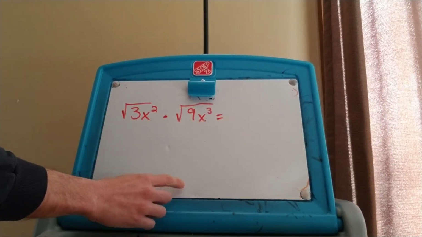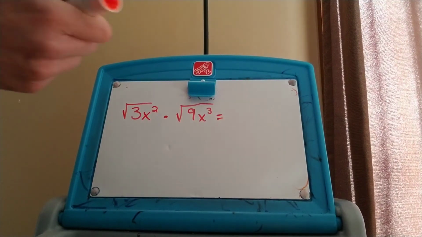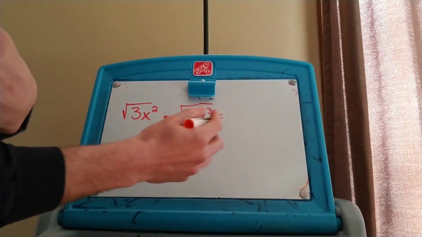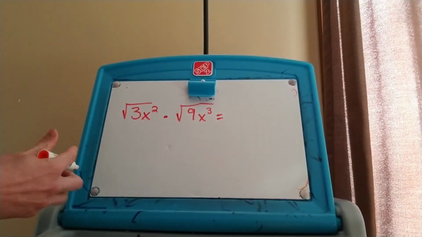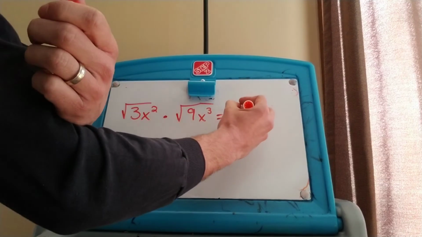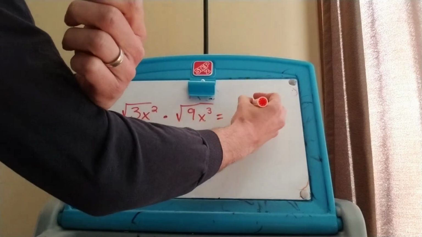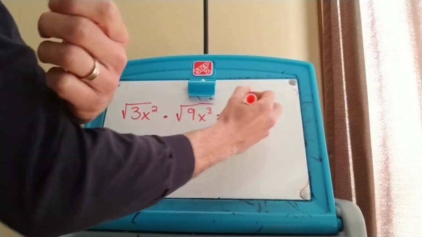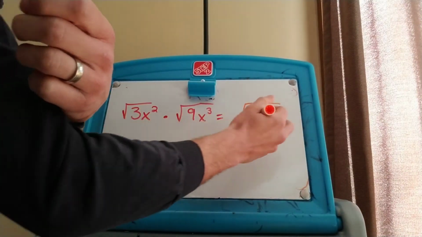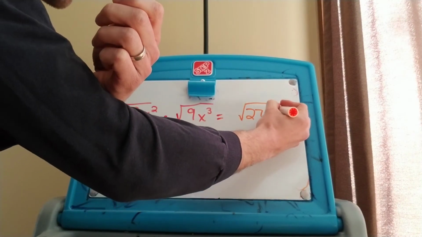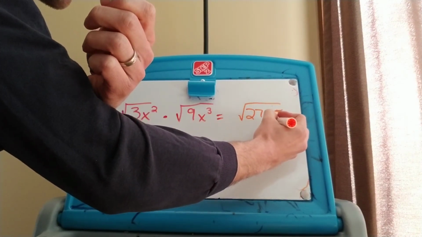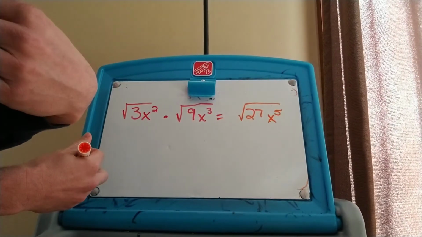So just like we did the problem prior, I'm going to do this the same way. I'm going to do 2 ways, and you can pick which way you like best. So first way, I'm just going to multiply everything together. This is the first method. 3 times 9, that's 27. X to the second times x to the third. Remember your product of powers rule. That's x to the 5th. So now I have 27x to the 5th under my radical.